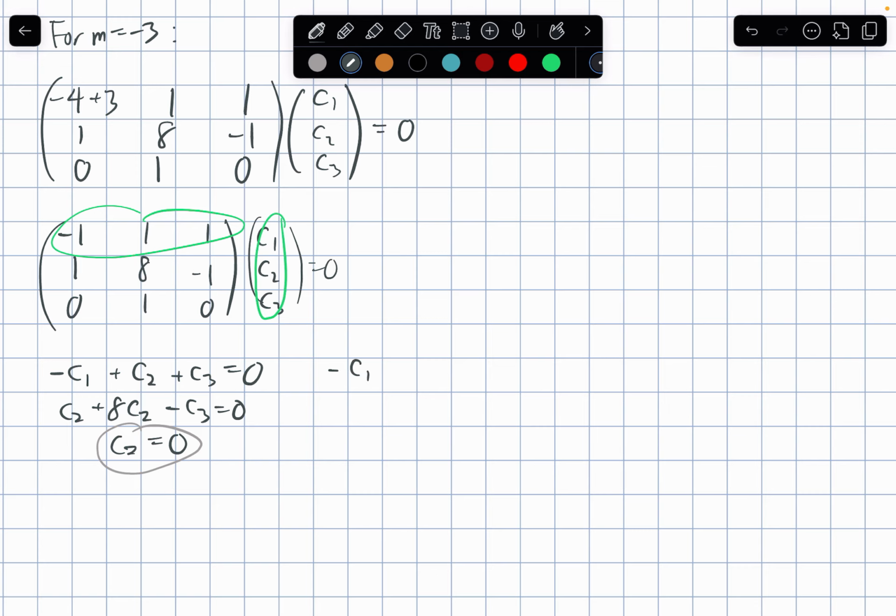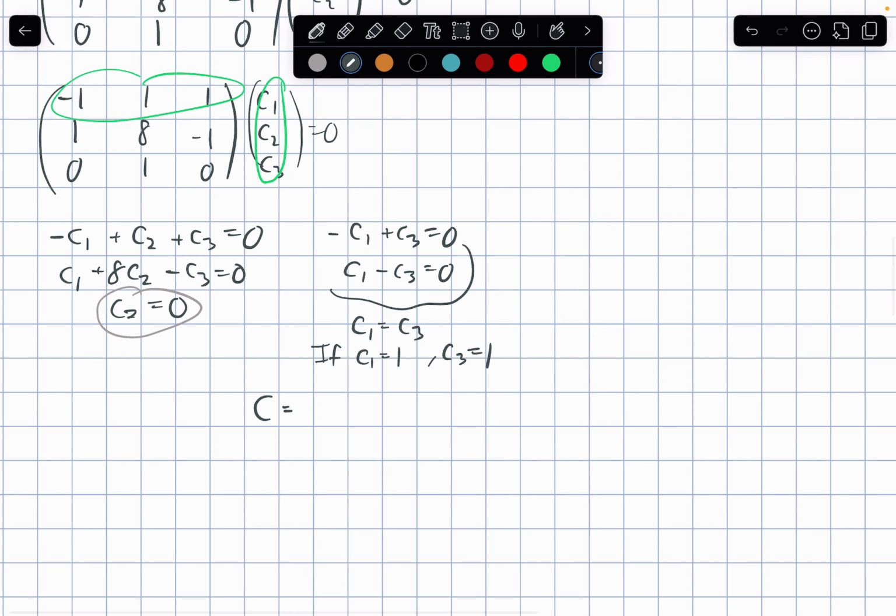Let's narrow it down. So negative C1 plus C3 equal to 0. Sorry, this is supposed to be C1. C1, this one is going to be 0, no? So minus C3. Technically, they're the same. So let's just assume if C1 is equal to 1, then C3 is also equal to 1.